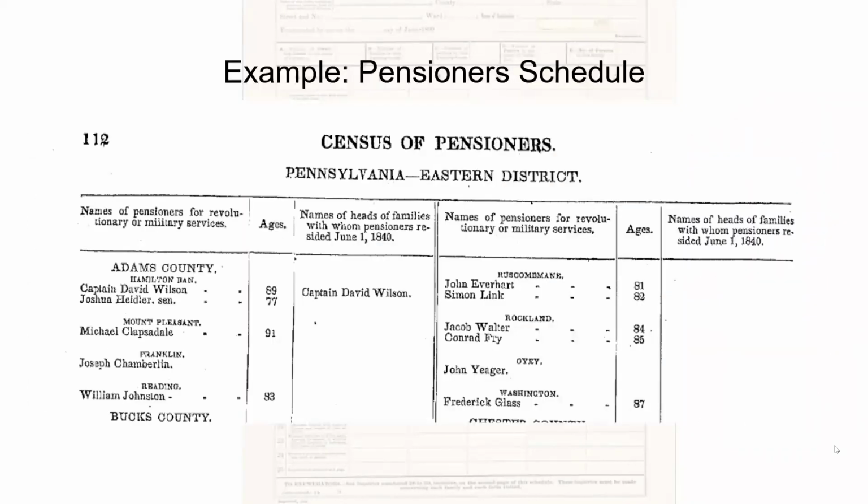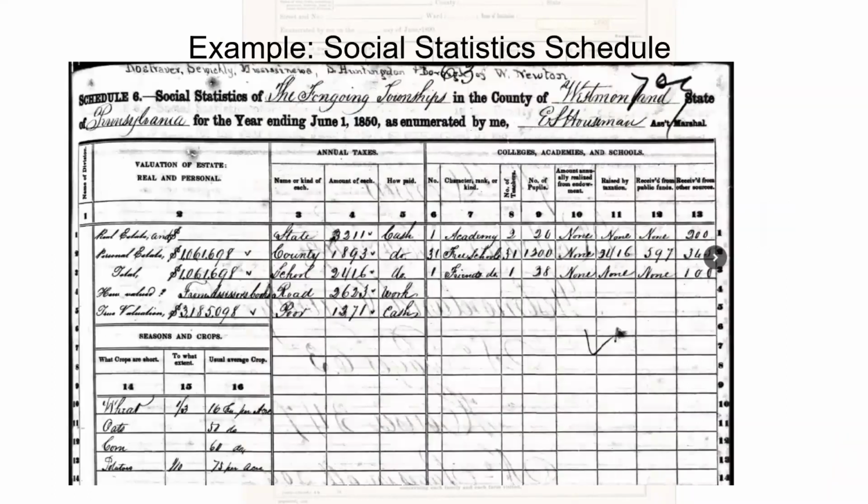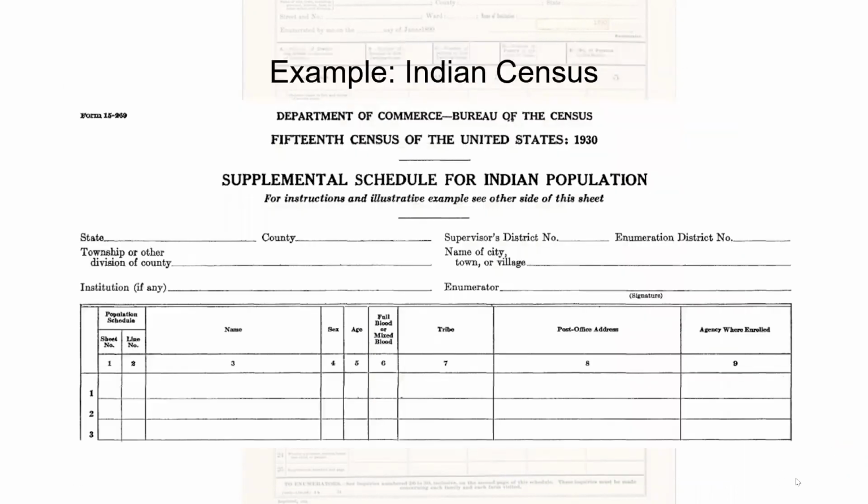The pensioner schedule is a lot like the other military schedule we looked at: their names, their rank, ages. Social statistics, again, this is for the area. It gives you an idea of how many people live there, the schools, what was manufactured, what was grown. Is it a rural area that was mostly farming? Is it industrial, mostly in town with factories? This will give you a good idea of the area your family was in.